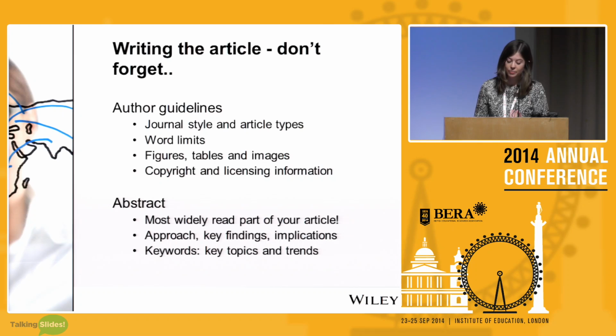Journals spend a lot of time honing their author guidelines to really spell out to potential authors what they're looking for, including word limits, telling how to submit figures, tables, and images, which do vary from journal to journal. And the all-important as well, making sure that if you want to include images, you have the appropriate copyright permissions and licensing information to do so.